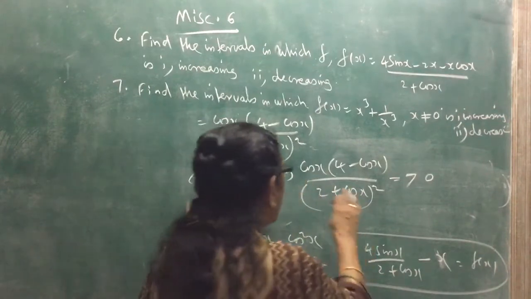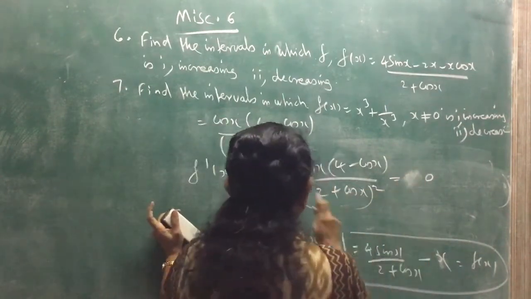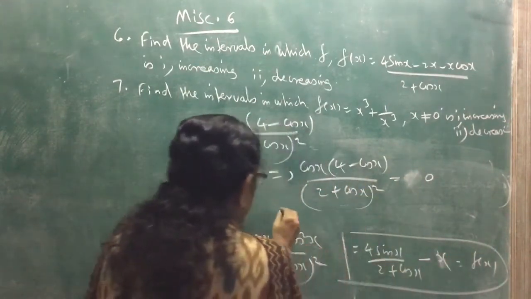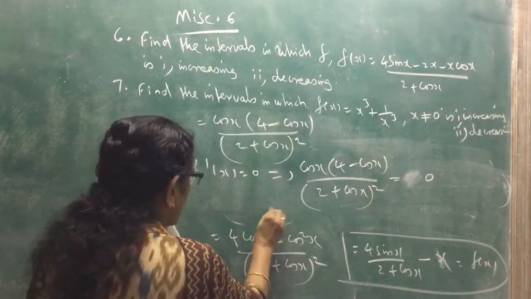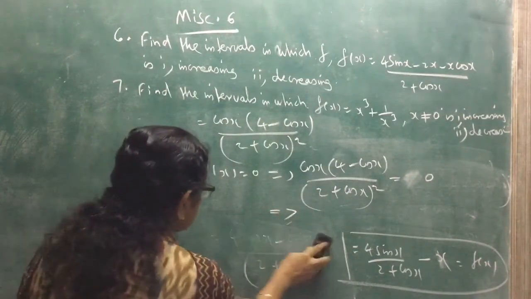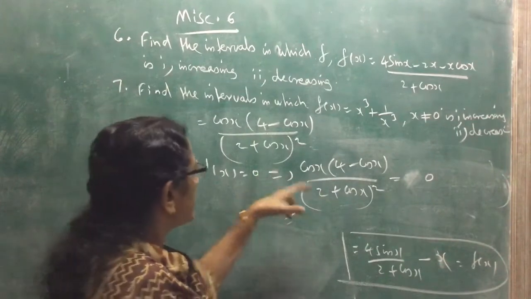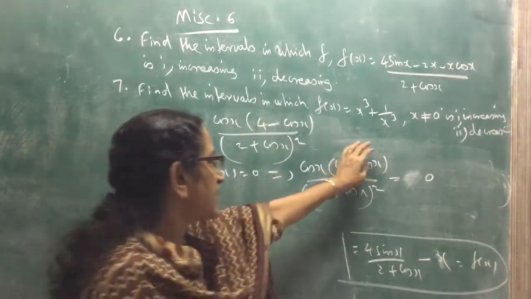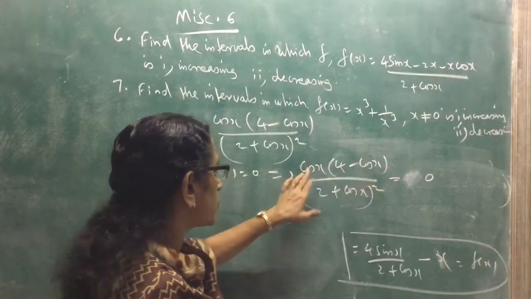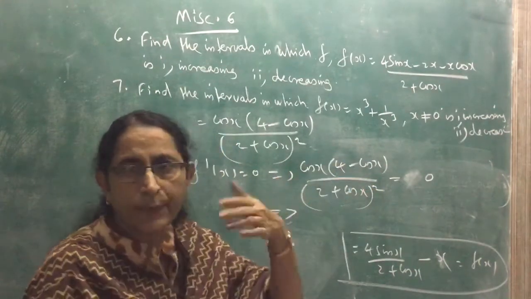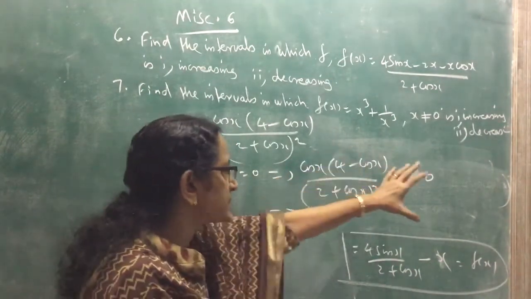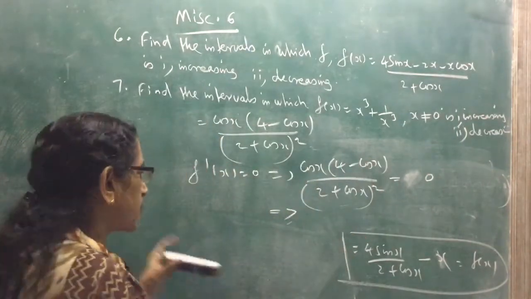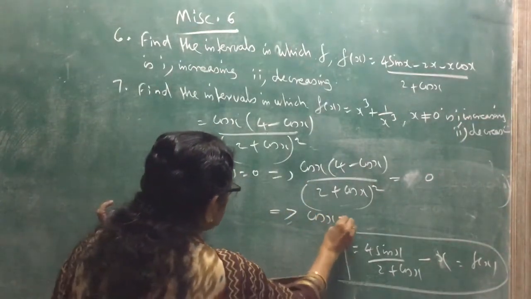So this will not be 0, this will not be 0, so only cos x will be the possibility. This term equal to 0 implies cos x equal to 0.